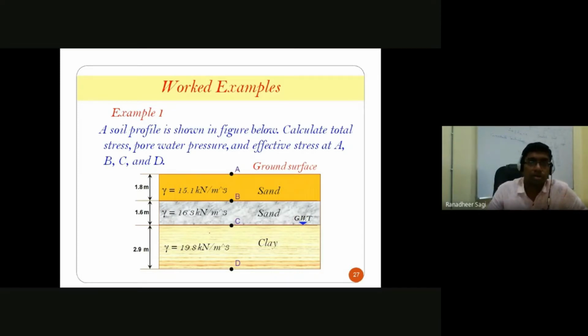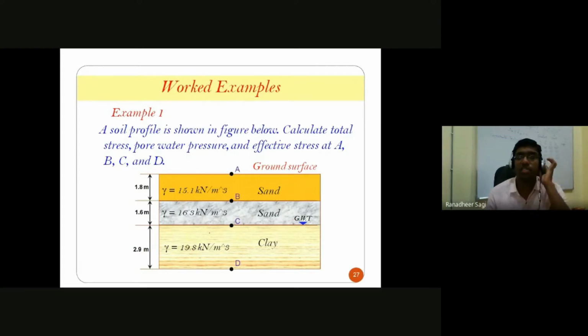So we are given three layers. It's a two-layered soil only: one is a sandy soil strata, the other is a clayey soil strata. But even in the sandy soil strata, you have different conditions of the sand. So automatically, the number of soil layers is three. Layer 1 has a unit weight of 15.1 kilonewton per meter cube, and a height of 1.8 meters. Layer 2 has a unit weight of 16.3 kilonewton per meter cube, and a height of 1.6 meters.